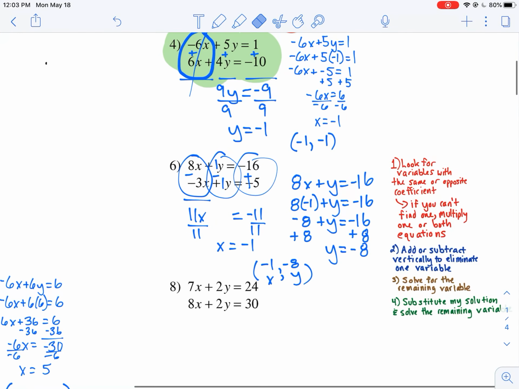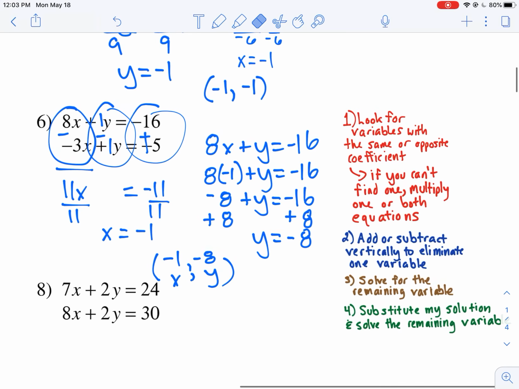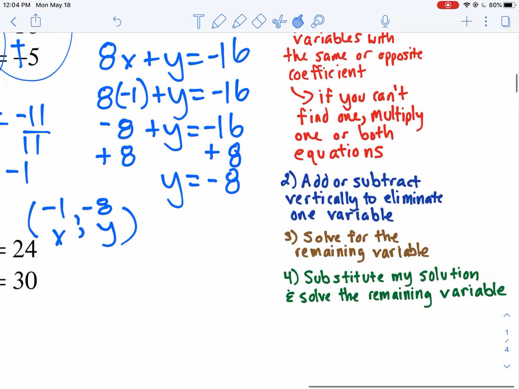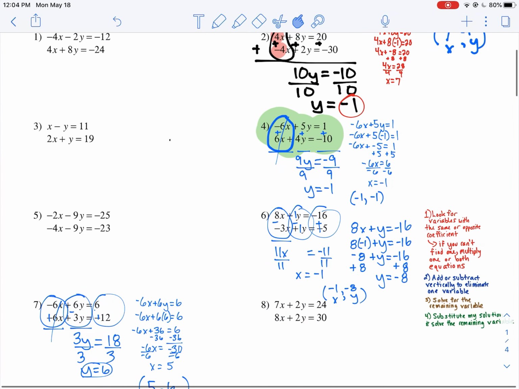So just follow these steps. Remember, look for variables with the same or opposite coefficients. If you can't find one, multiply one or both equations. You're not going to use that strategy here. You're just looking for variables with the same or opposite coefficients. Then add or subtract vertically to eliminate one variable. Sometimes we had to add, sometimes we had to subtract. You solve for the remaining variable, and then you substitute the solution and solve for the remaining variable. So we have 4 examples here to help you out. Use these 4 examples to complete the other 4.